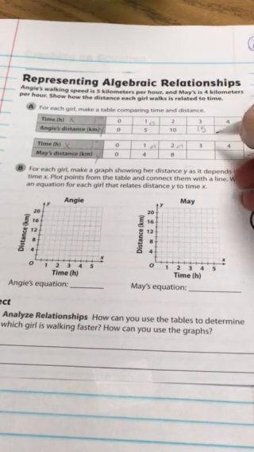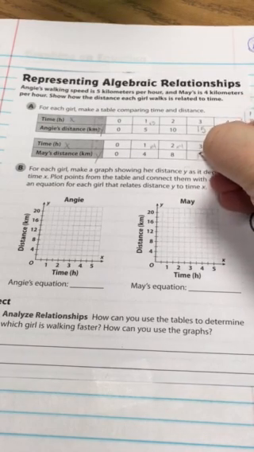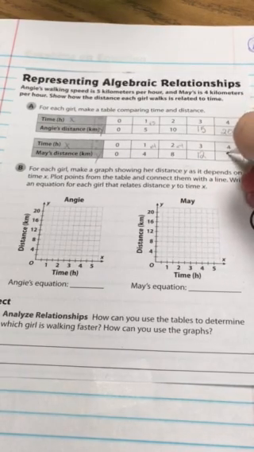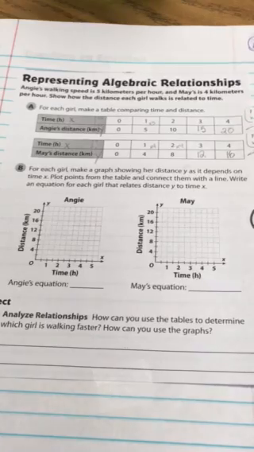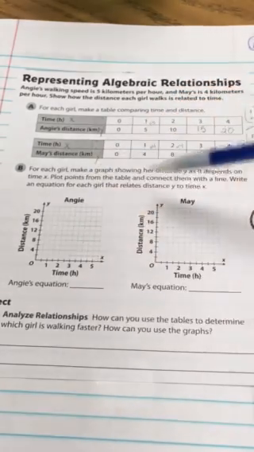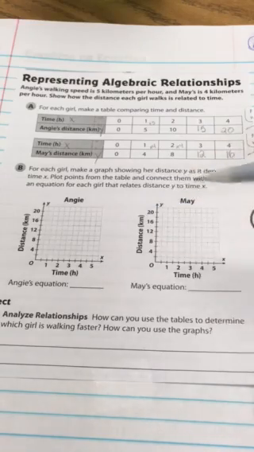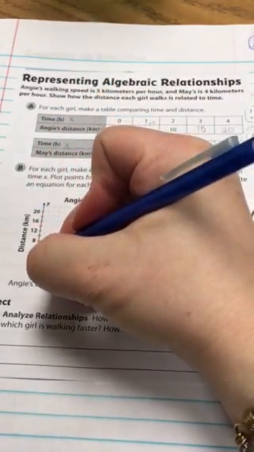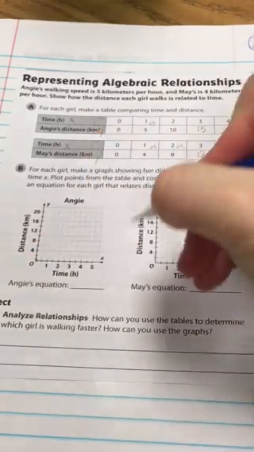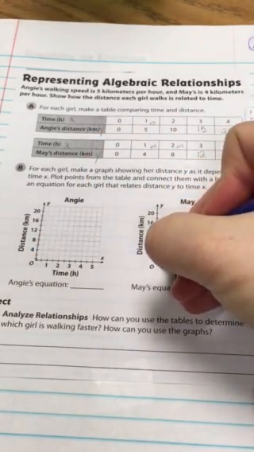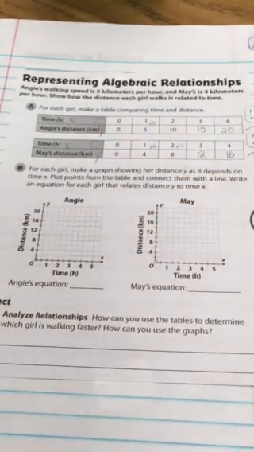2 times 4 is 8. 3 times 4 is 12. And then 4 times 4 is 16. Now come down here. You need to plot her points. We've completed the tables. Now we're going to plot the points. Both girls are starting at the origin, the starting line. Remember, our origin is 0, 0.